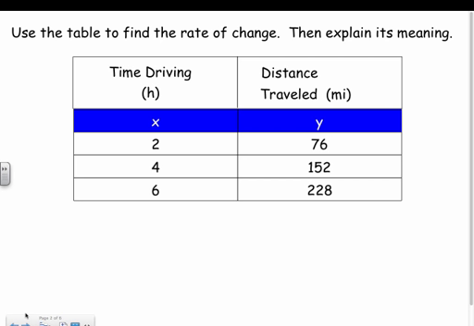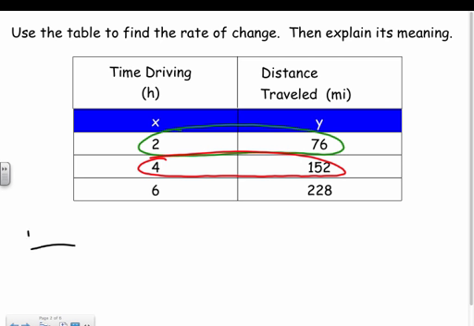So all I got to do to find this is just pick two values. For example, I could pick any two. I could pick I traveled 76 miles in 2 hours, and then pick I drove 152 miles in 4 hours, and then we find the rate of change in between that. And all we do, if we think about this, the time's on the bottom, right? We just talked about that, so it's really going to be miles per hour.